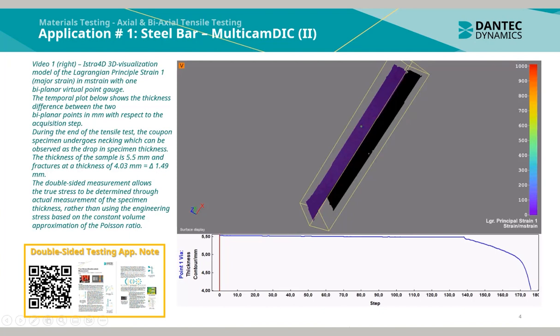The double-sided measurement allows the true stress to be determined through actual measurement of the specimen thickness, rather than using the engineering stress on the basis of the constant volume approximation of the Poisson ratio. In the QR code linked on the bottom left, users can scan and download the double-sided testing application note.